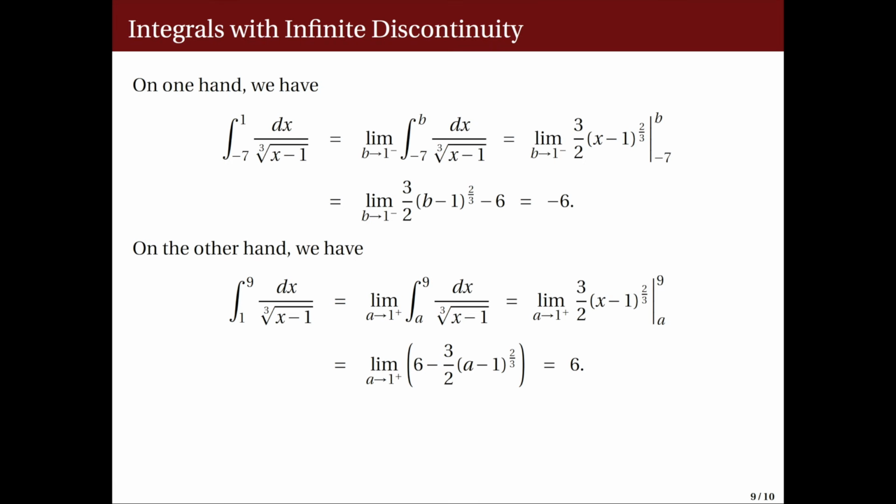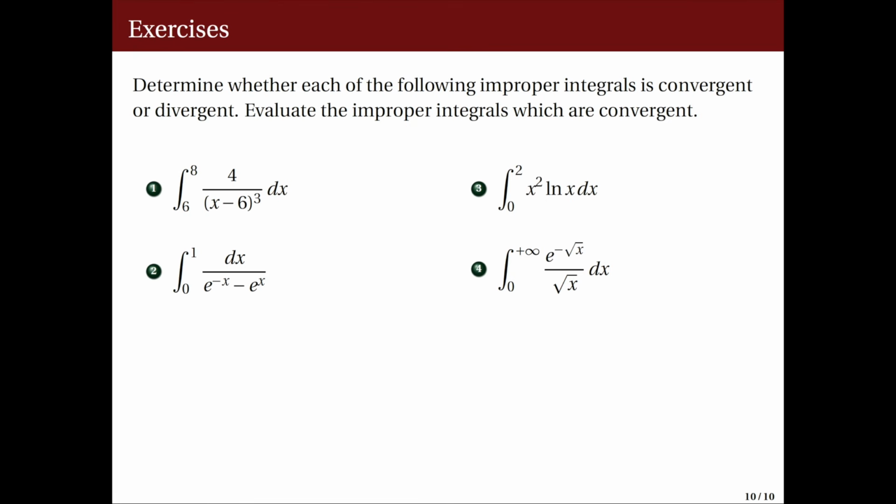Since both integrals on the right-hand side are convergent, then the given integral is also convergent, and its value is equal to the sum of the values of the improper integrals on the right-hand side. So negative 6 plus 6 is equal to 0. For exercises for this particular case, you may answer the following on your own, and you may watch the discussion video for this part.